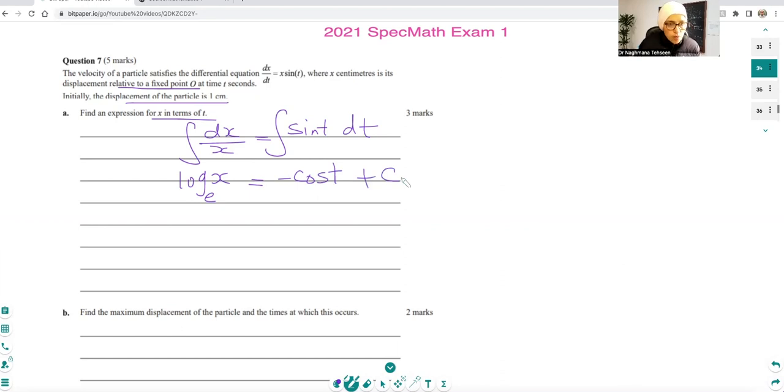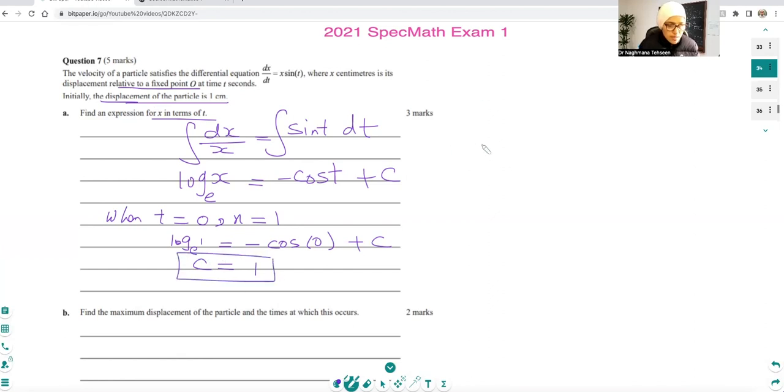Okay, now when the particle initially, the displacement of the particle is 1 centimeter, what does that mean? That means when t is equal to 0, x is equal to 1. That's what it means. Now we can use that condition. It will give us log e 1 is equal to minus cos of 0 plus c. Log e 1 is 0, cos 0 is 1, so that gives you c is equal to 1. So we got that particular value of the constant.